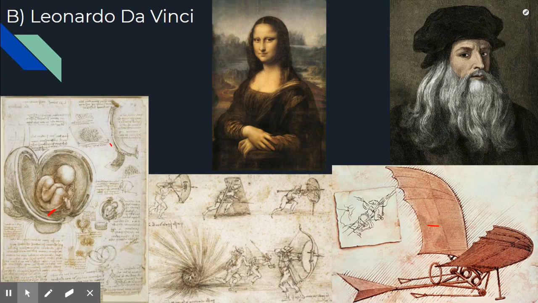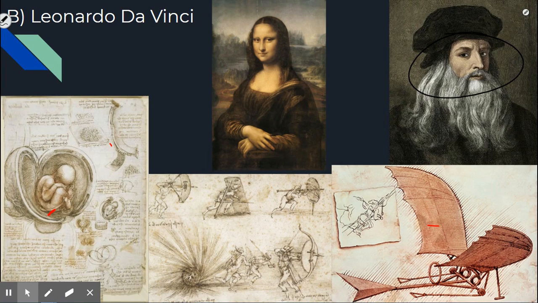Our second Ninja Turtle here is Leonardo, whose self-portrait we see over here. He's, of course, most famous for painting the Mona Lisa, which is a perfect example of both secularism, because it's non-religious, and realism, because her eyes follow you around the room in a very creepy way.